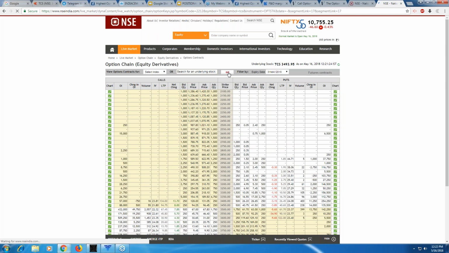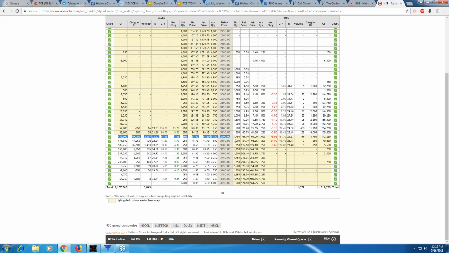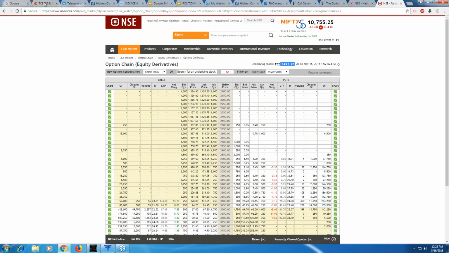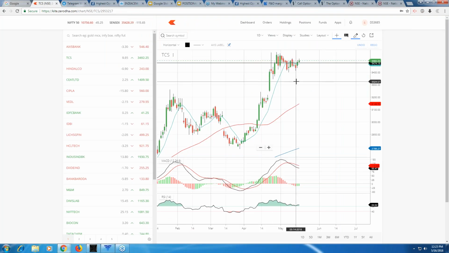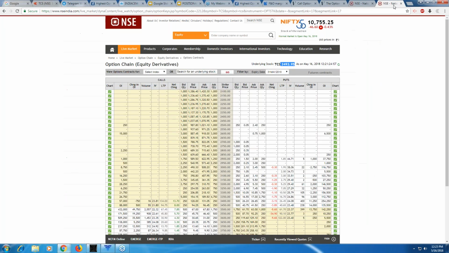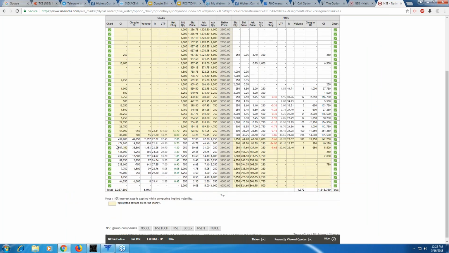Now see, there is a highest option writing here, means the boundary for TCS is 3,500. What is the price right now? 3,493, and that is why you see there is not much momentum happening in TCS, right? So the option data tells you what is the boundary of a particular stock. Here you can see 432 contracts have been written at 3,500, right? So this is the top boundary of TCS, and if it crosses that, then you see the highest number of option writing happening at 3,600.